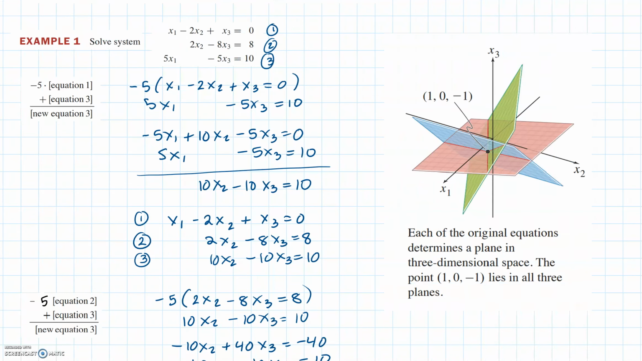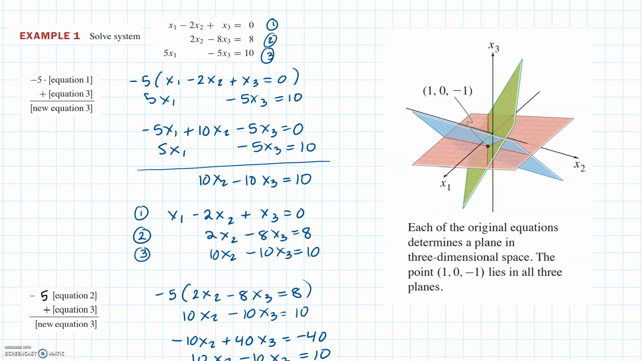And here's the visual of that, the graph. The graph of each equation, now with 3 variables, is going to be a plane in 3-dimensional space. So each of the original equations determines a plane in 3-dimensional space, and the point 1, 0, -1 lies in all 3 planes. You can see it right there. It intersects all 3 of those planes and is a solution to all 3 of the equations.